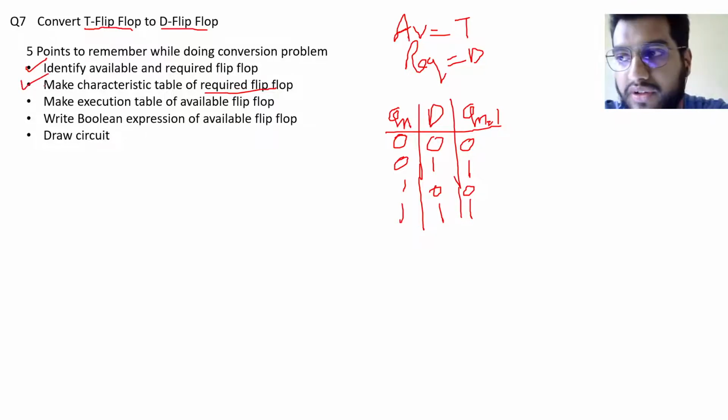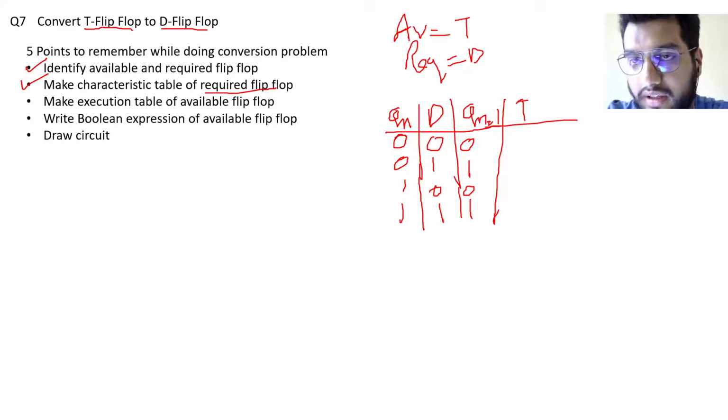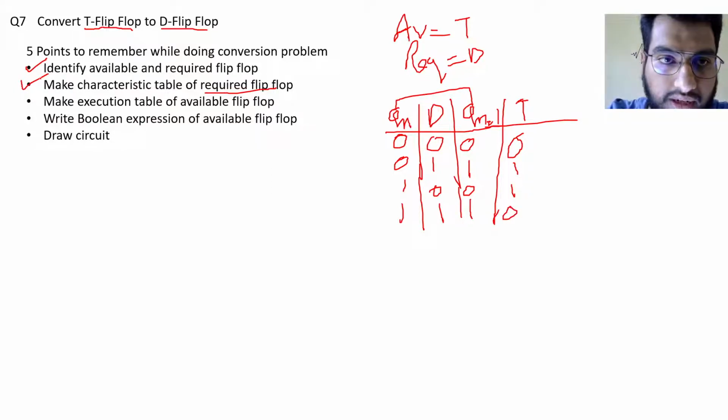Now we have to make the excitation table of the T flip flop. We know that for a T flip flop, the output is 1 when the number of ones in the inputs is odd. So considering this Qn and Qn plus 1, 0 0 is equal to 0, 0 1 is equal to 1, 1 0 is equal to 1, and 1 1 is equal to 0. So this is our excitation table for the T flip flop.